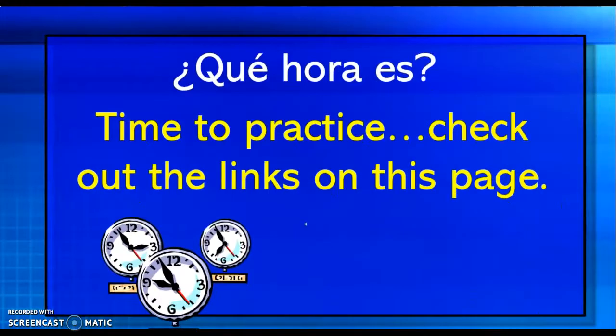¿Qué hora es? Well, it's time to practice. There's a couple other links on this page that you can use to practice more and listen to more. And then there's a practice quiz that you could take. It's not for a grade, but please take time to learn how to tell time in Spanish.